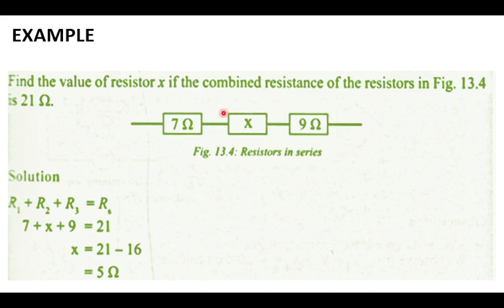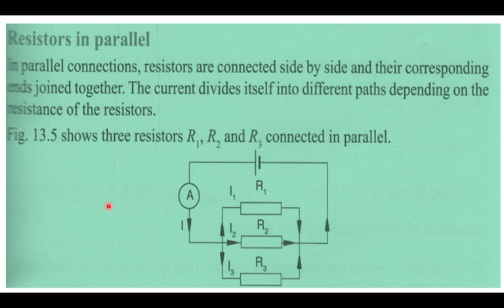As simple as that. So resistors in series are quite easily handled by simply adding the resistances. So here the unknown is x. The unknown could be any one of them. If x and another resistor were known, it means we could also solve for what we don't know using the same approach. All right, so that is it about resistors in series.